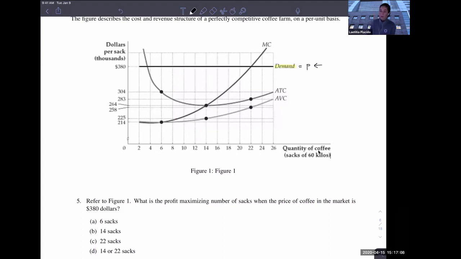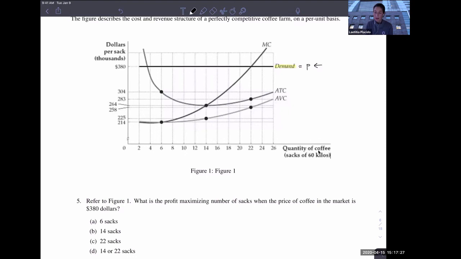Someone? You always use the same rule. Okay, so what was the rule? So the rule is marginal revenue equals marginal costs.